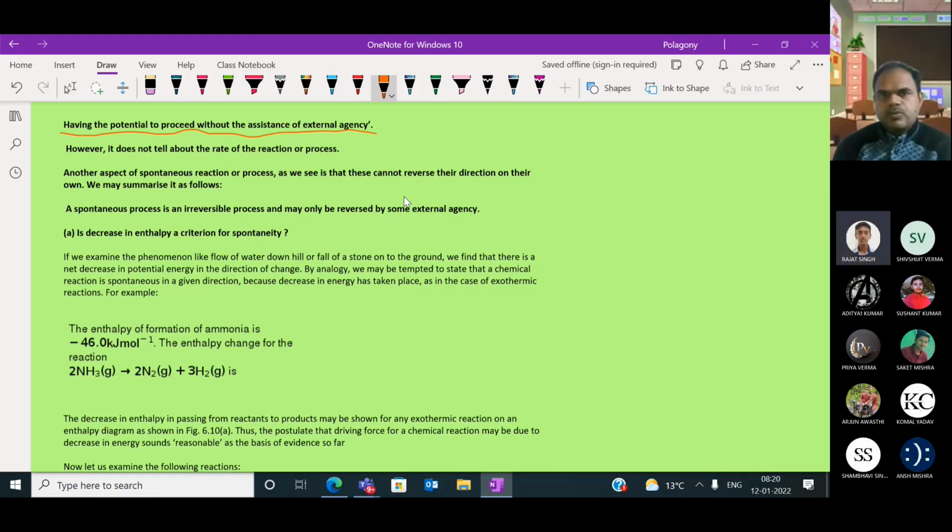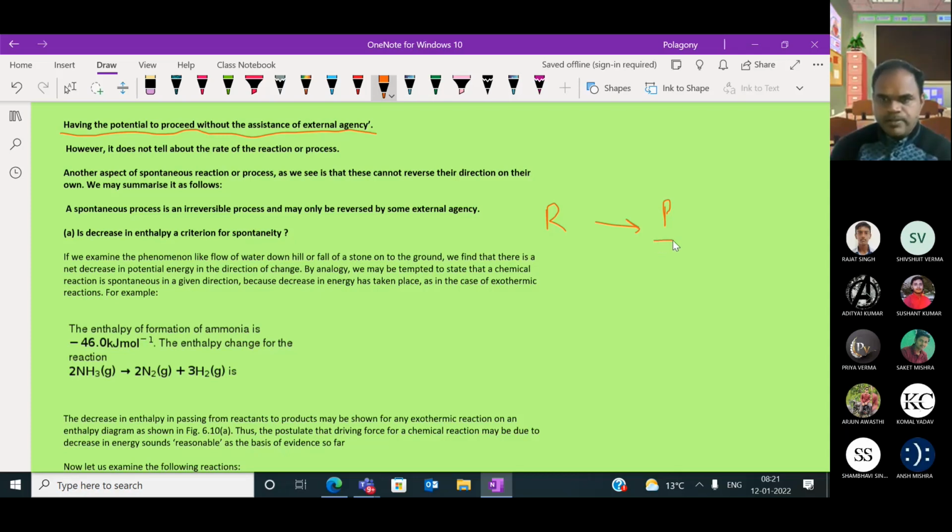A reaction which can be reversed is reversible. Most of the spontaneous reactions are irreversible. Irreversible means once the product is formed from the reactants. See, reactants transform into the products, right? Sometimes reactants transform into the product without consuming energy.